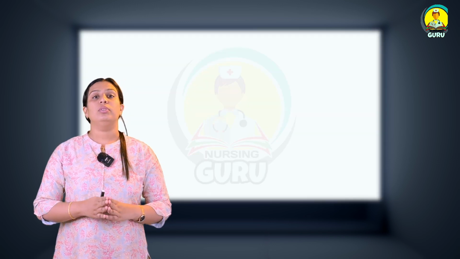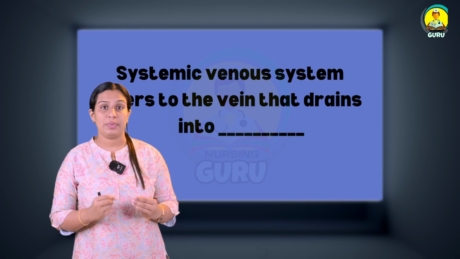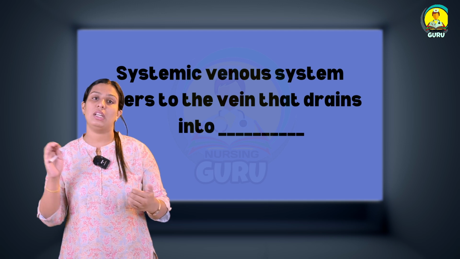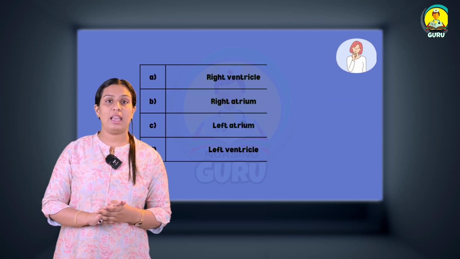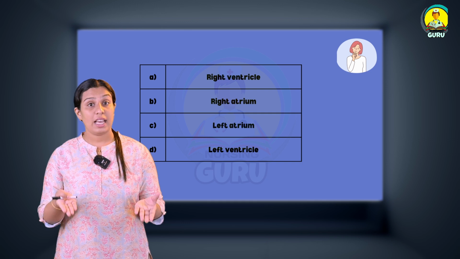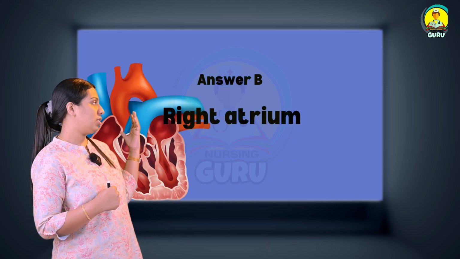Okay, so another question, that is talking about the systemic venous system, that refers to the veins that drain into dash. We need to fill that blank area. Right ventricle, left atrium, right atrium and left ventricle. Here the answer is this one.